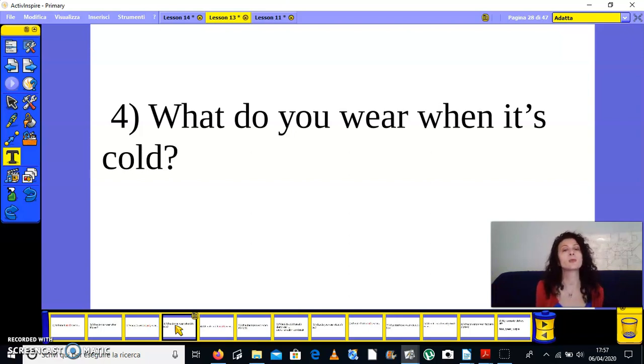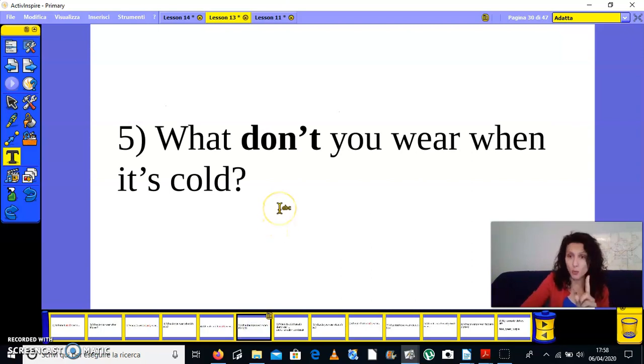And what do you wear when it's cold? Again, please write usually. When it's cold, I usually wear a big sweater or a scarf, a hat, a coat, whatever. And now the following question here. What don't you wear when it's cold? So these are the things that you would not wear when it's cold. When it's cold, I usually don't wear a swimsuit or a t-shirt or shorts or a skirt for a girl.